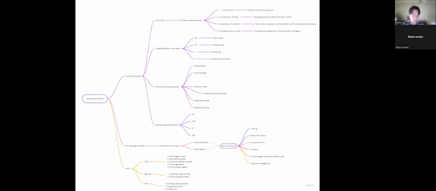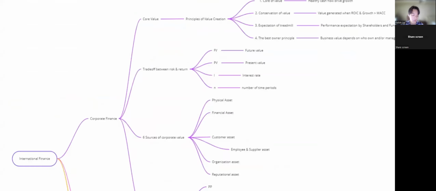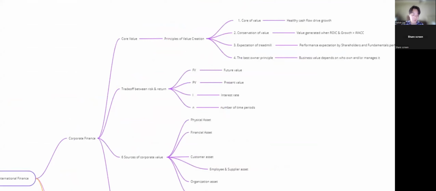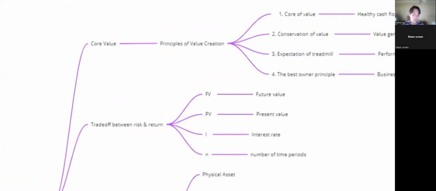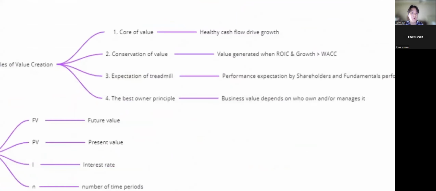So, first of all, we will explain about international finance. First, corporate finance. It's basically a brief reminder of what we have learned in our previous semester. Briefly, we cover the core principles of value creation. The first is the core of value, which is that healthy cash flow drives growth.